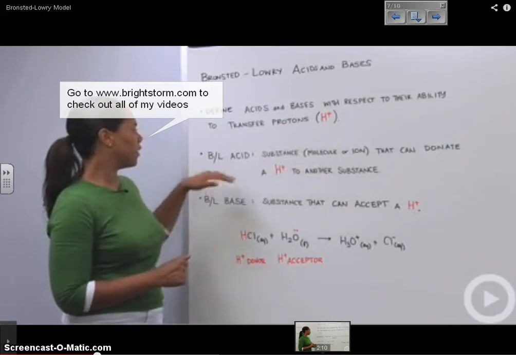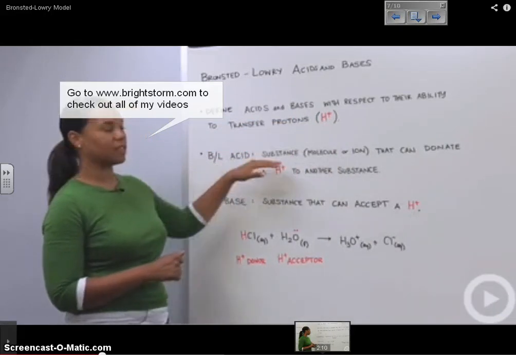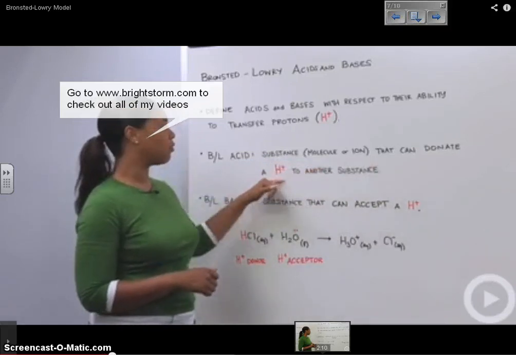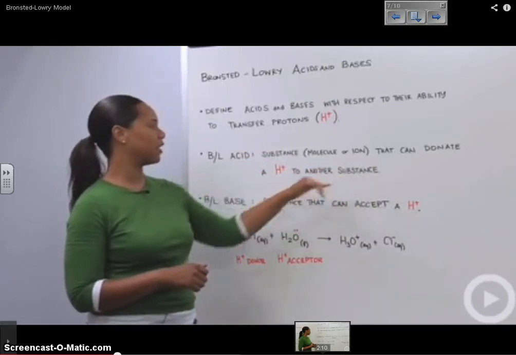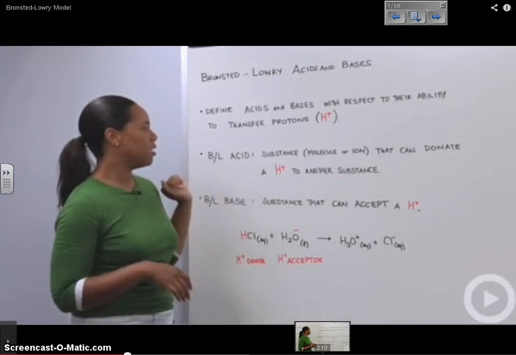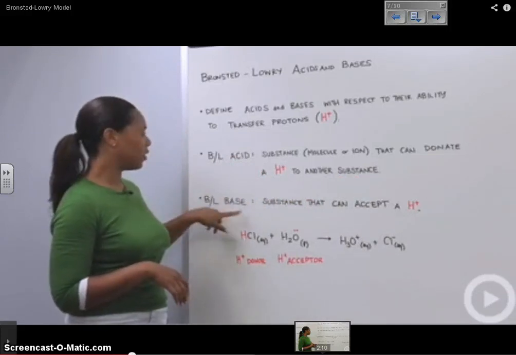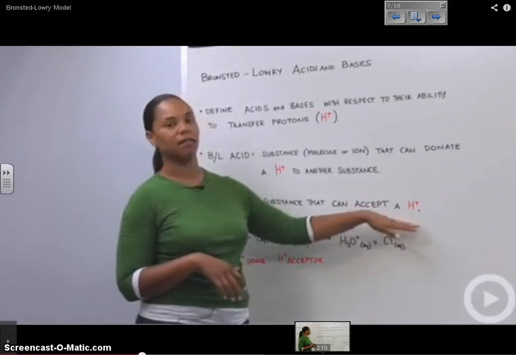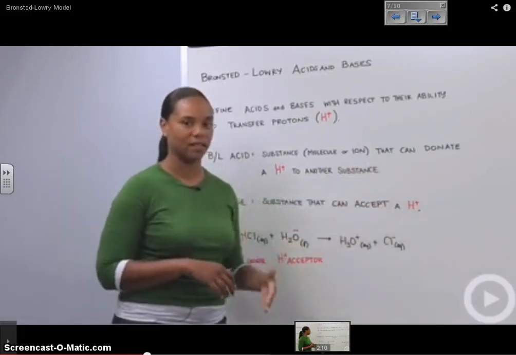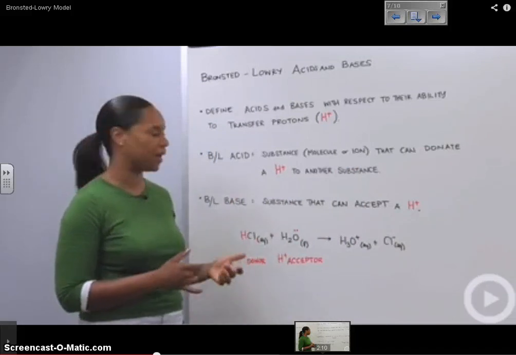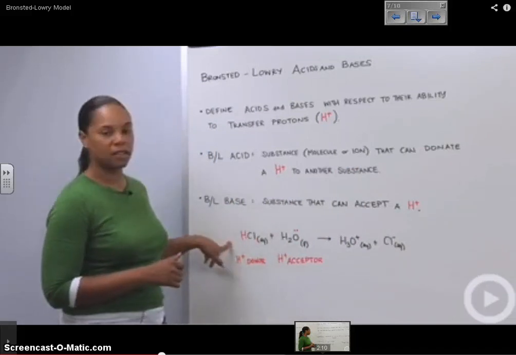So a Bronsted-Lowry acid is a substance, either a molecule or an ion, that can donate a proton to another substance. An acid with respect to Bronsted-Lowry is a proton donor. A Bronsted-Lowry base then is a substance that can accept that proton that was donated by the Bronsted-Lowry acid. Remember, acid-base pairs are paired because you cannot have one without the other. So here is a simple example.